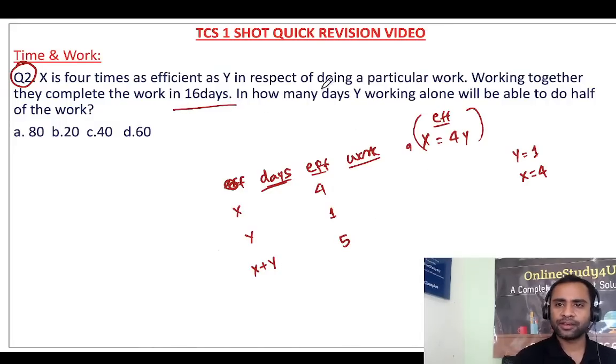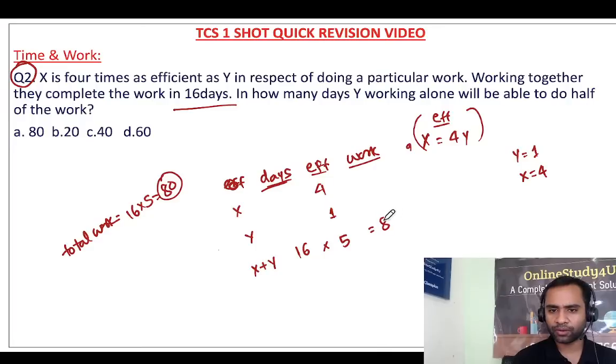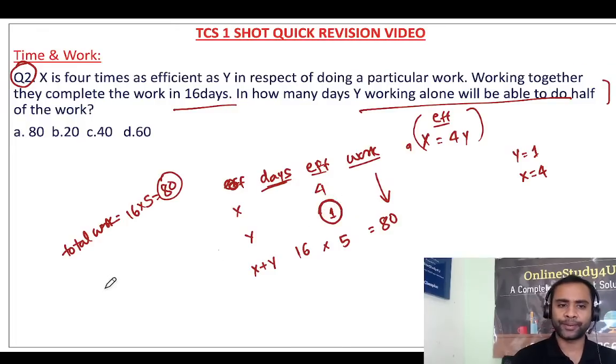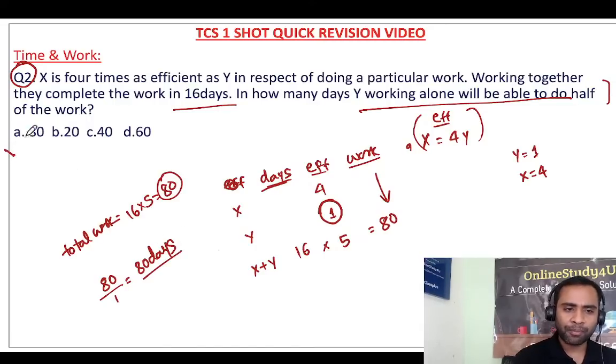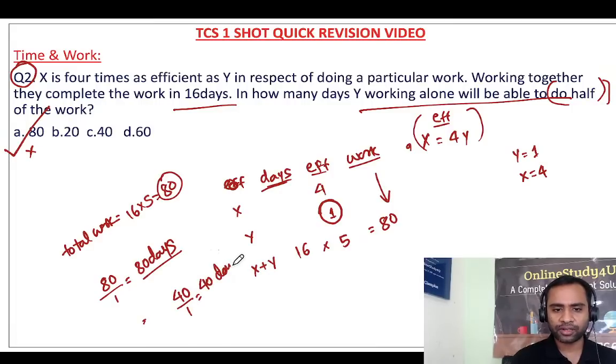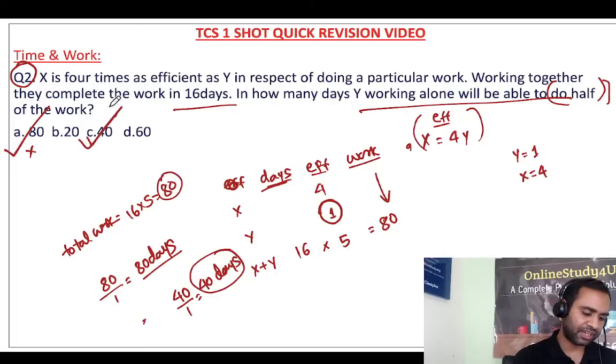And then they said that together they can complete the work in 16 days. So what will be total work, sir? Sir, total work will be nothing but days into efficiency. So 16 into 5, 80 is the total work. Okay, clear. Now, in how many days Y working alone will be able to do half of the work. Now Y can complete only one work in a day. So for completing 80 work, Y will be taking 80 days, and many of you will mark this and come back and you will say, sir, I have solved questions. But they are telling do half of the work, so half of the work will be 40, and in completing 40 work they will be taking 40 days. Option C will become the correct answer. Okay, clear?